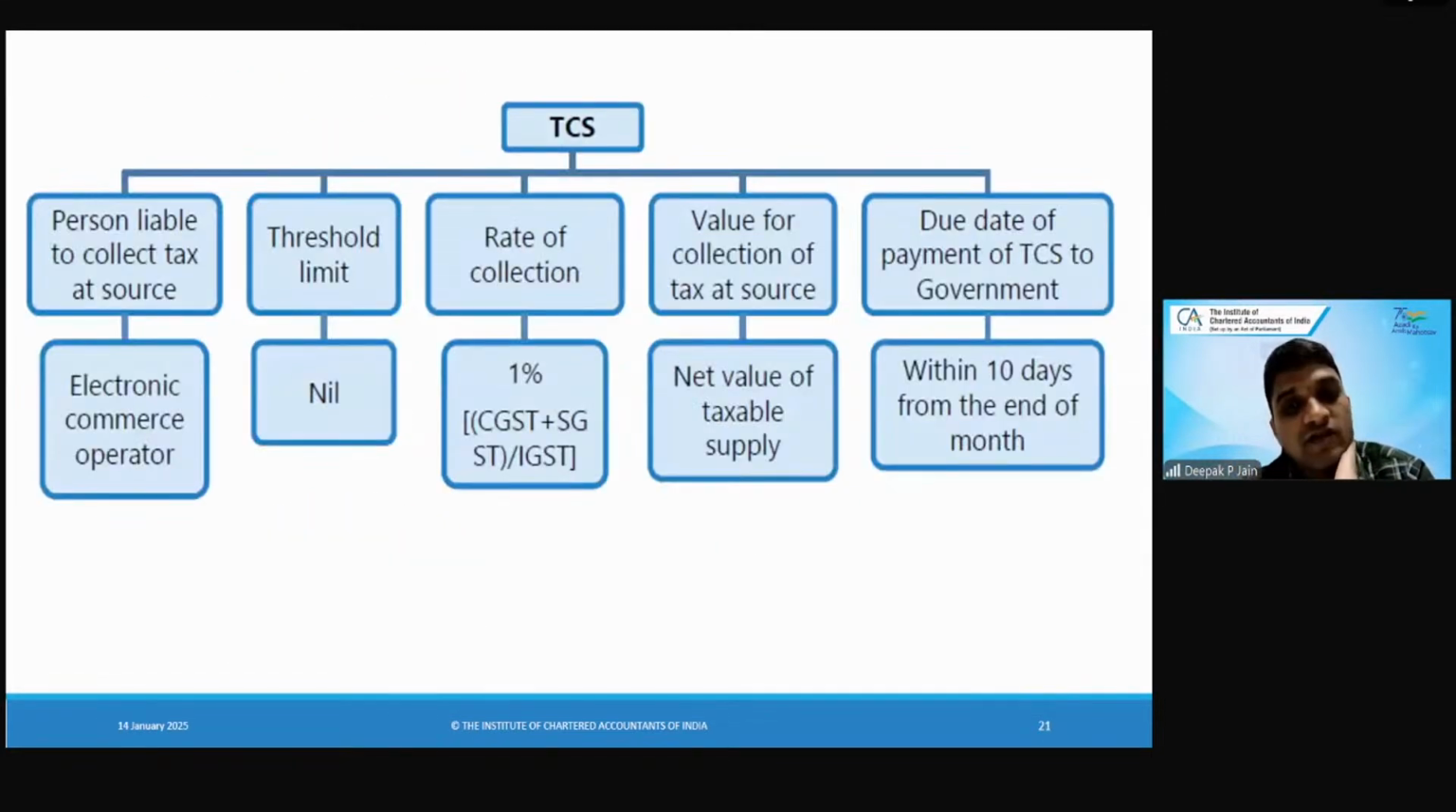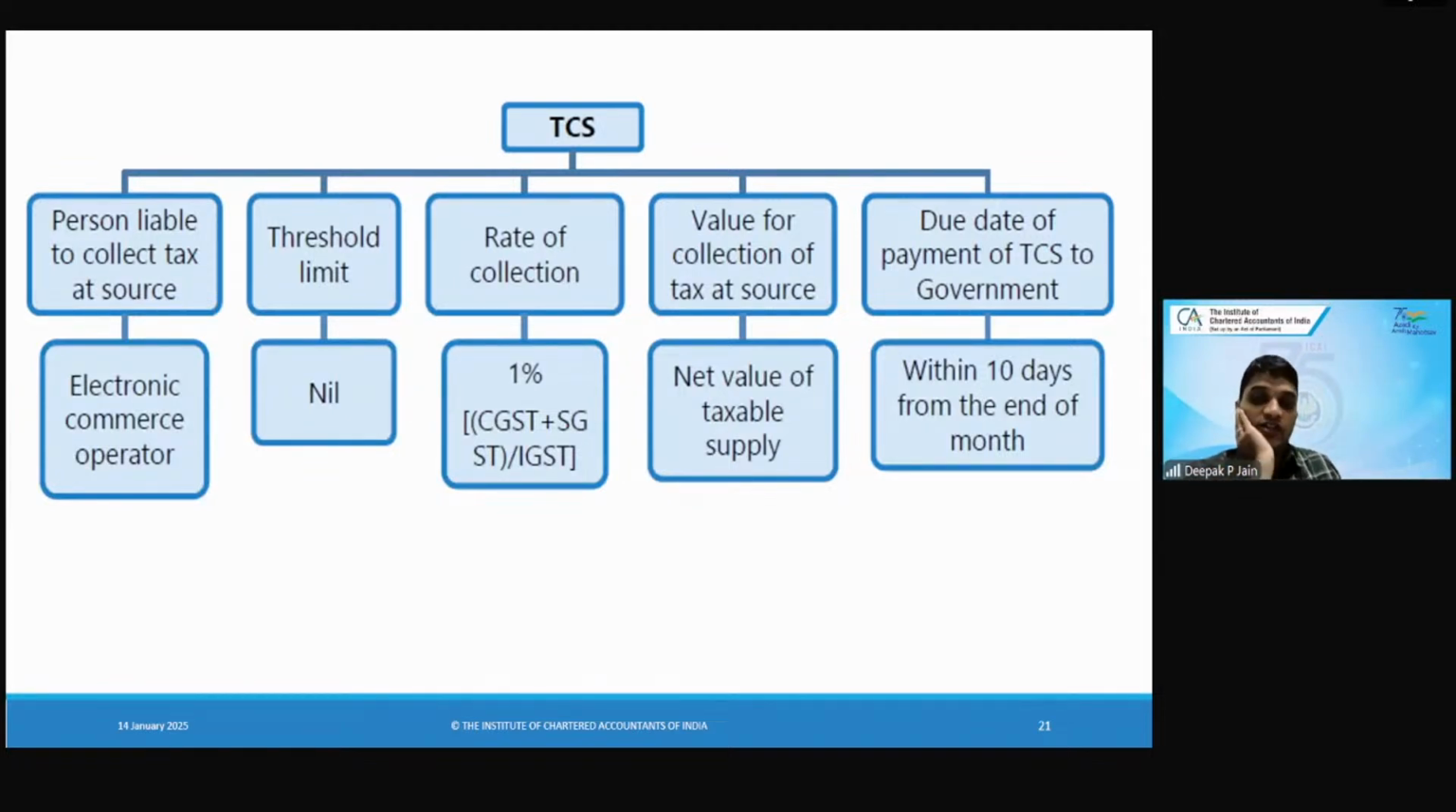Then what is the crux of TCS? Here, unlike in TDS, where the location of supplier and location of recipient had to be in the same state, there is no such hassle here. There is no such requirement regarding the location of supplier and recipient. Threshold limit: no threshold limit. The person liable to collect tax at source is the e-commerce operator. Is there any threshold limit? No threshold limit. What is the rate of collection? 1%. That is, CGST 0.5%, SGST 0.5%, or just IGST of 1%.